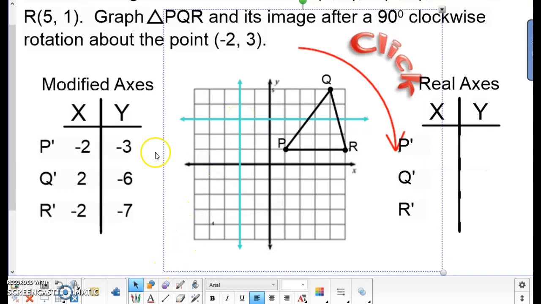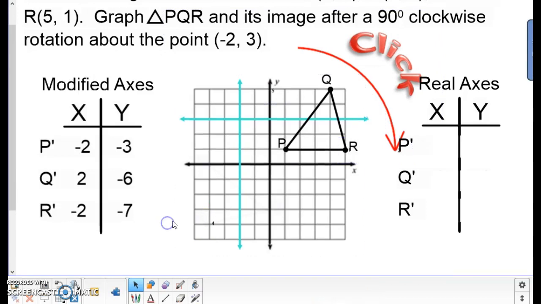So if I go to plot those points, I need to plot the point negative 2, negative 3, that's my P prime. 2, negative 6, that's my Q prime. And negative 2, negative 7, that's my R prime. So you can see it's in the bottom. It's underneath, it's halfway between kind of the third and fourth quadrants. It's underneath the blue one.